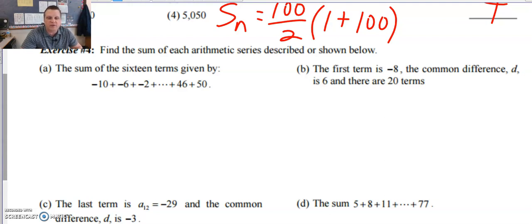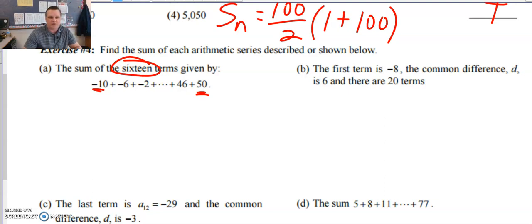Now, find the sum of each arithmetic series described or shown below. So part A, you have a1 and an. So you have that part of the formula. Now it tells you 16 terms.